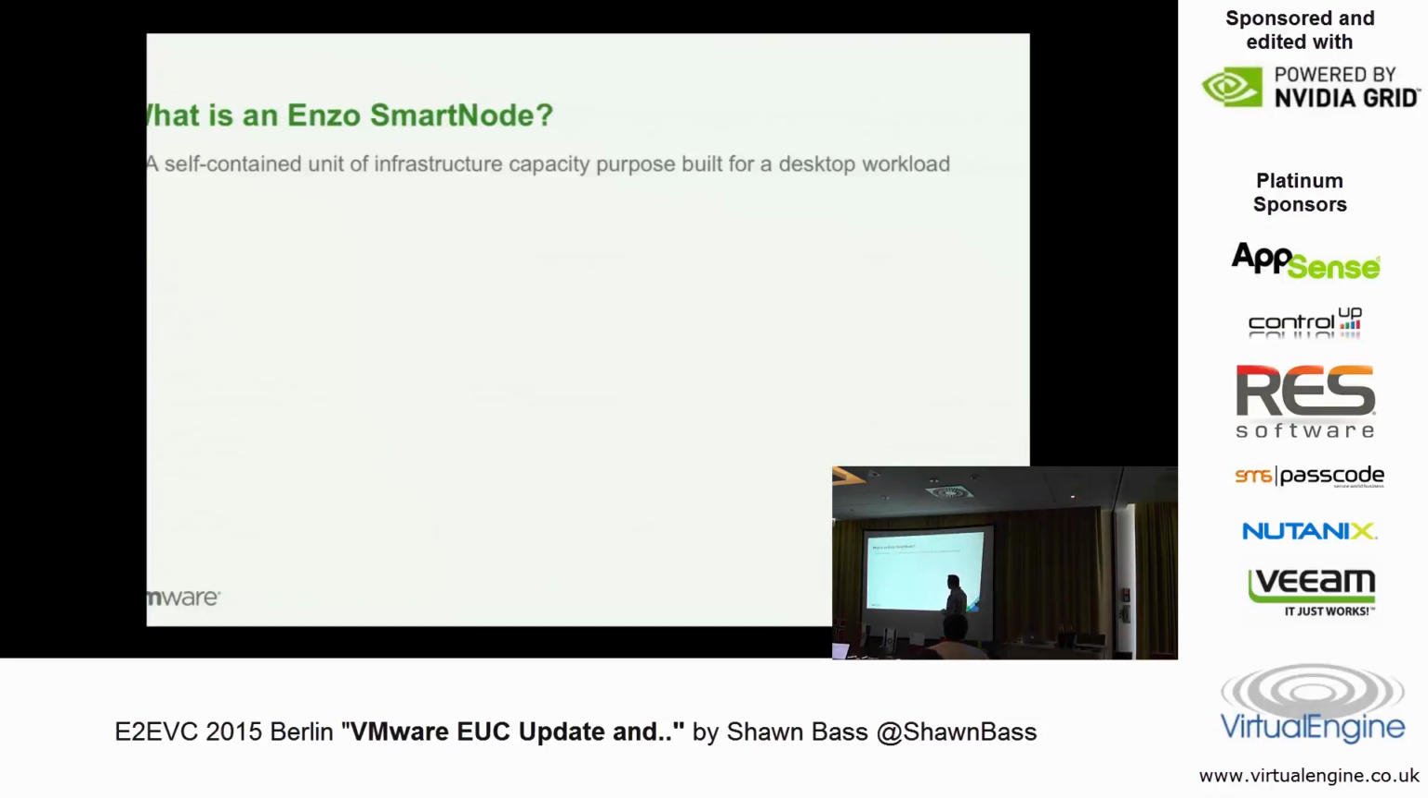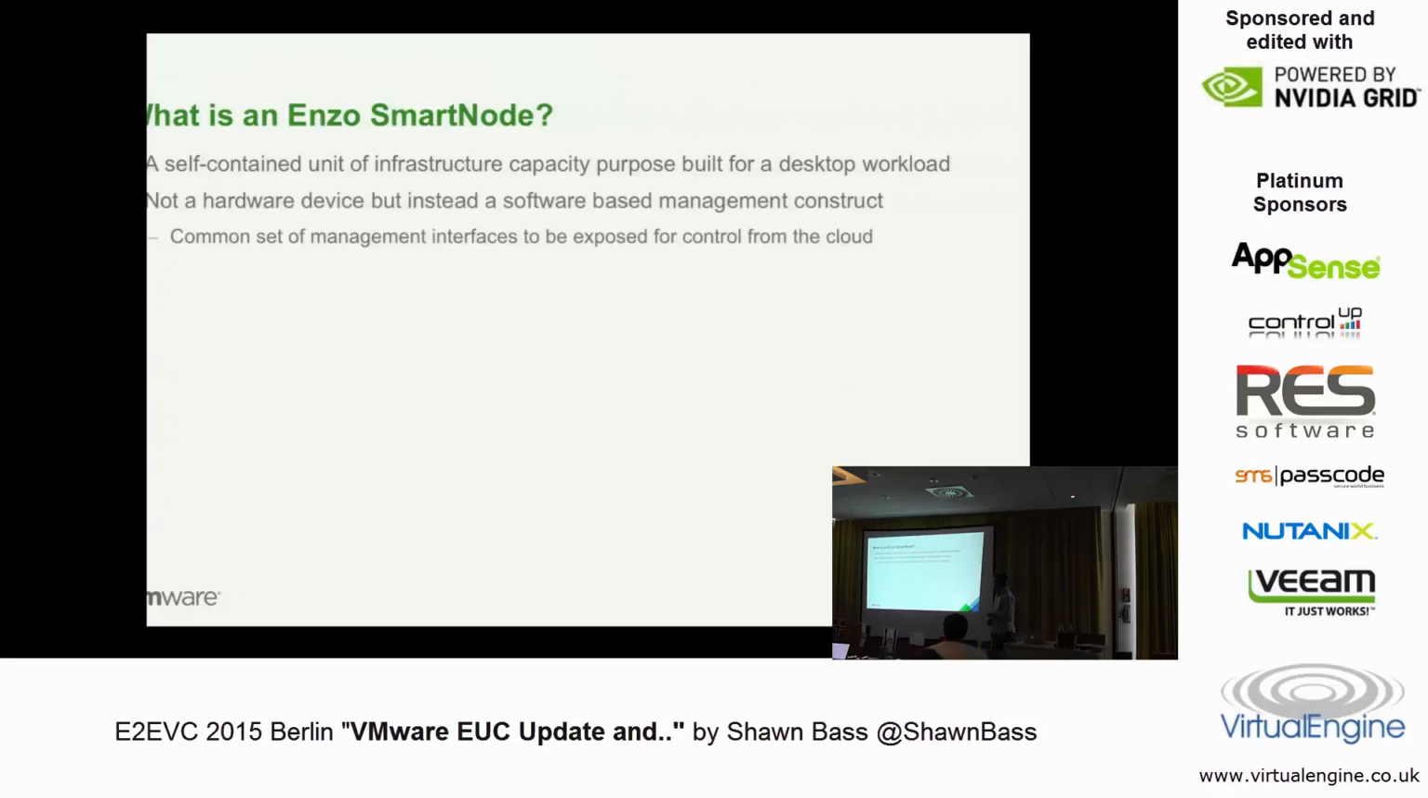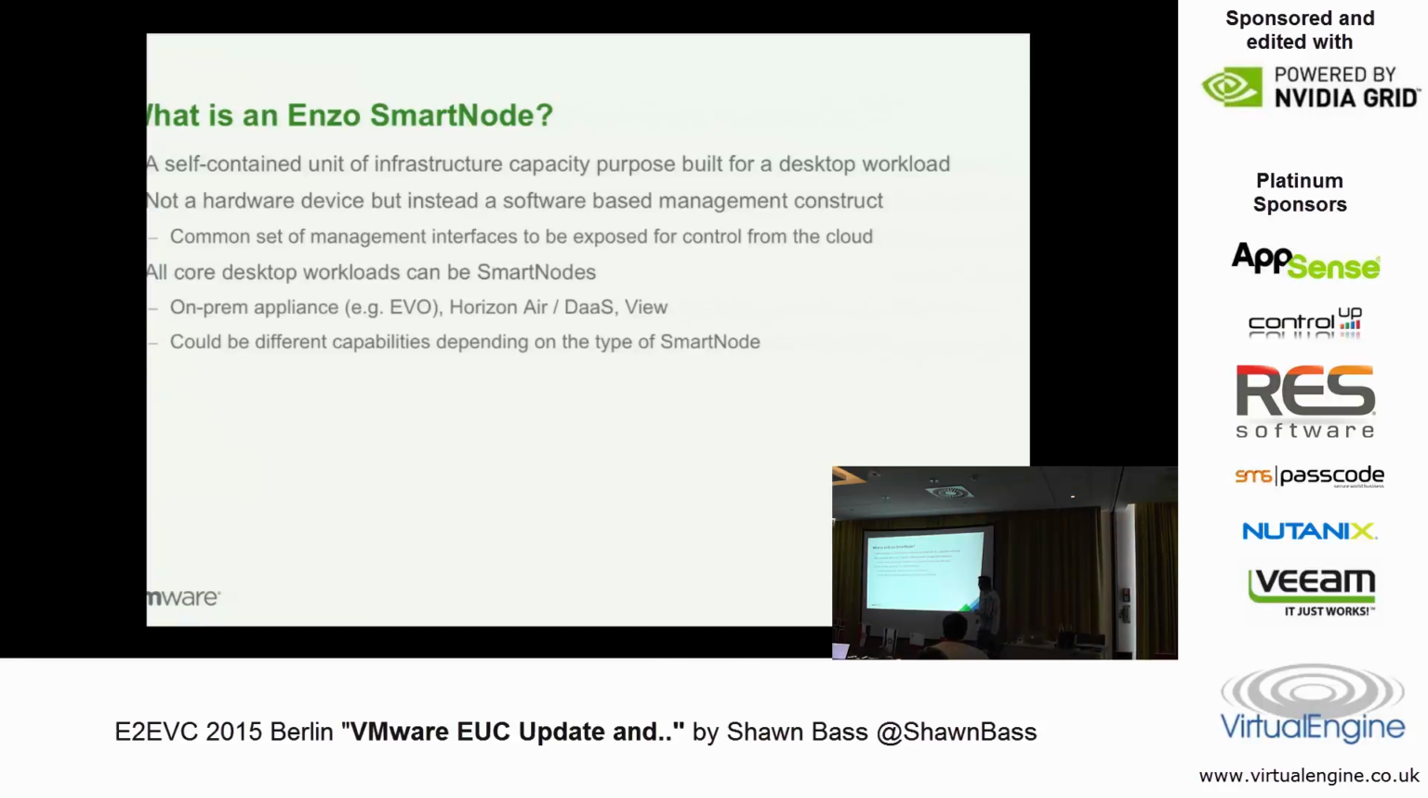So what is an Enzo Smart Node? It's a self-contained unit of software that is purpose-built for the orchestration of a desktop workload. So it's not a hardware device, it is a software virtual appliance that will sit on top of the hyperconverged appliance as well as up in the cloud. And it can operate as an on-prem appliance, as I mentioned for Eagle Rail, can operate in the DAS platform, and we'll be able to tie in Legacy View as well. But I do say there will be different capabilities depending on which platform you're on.